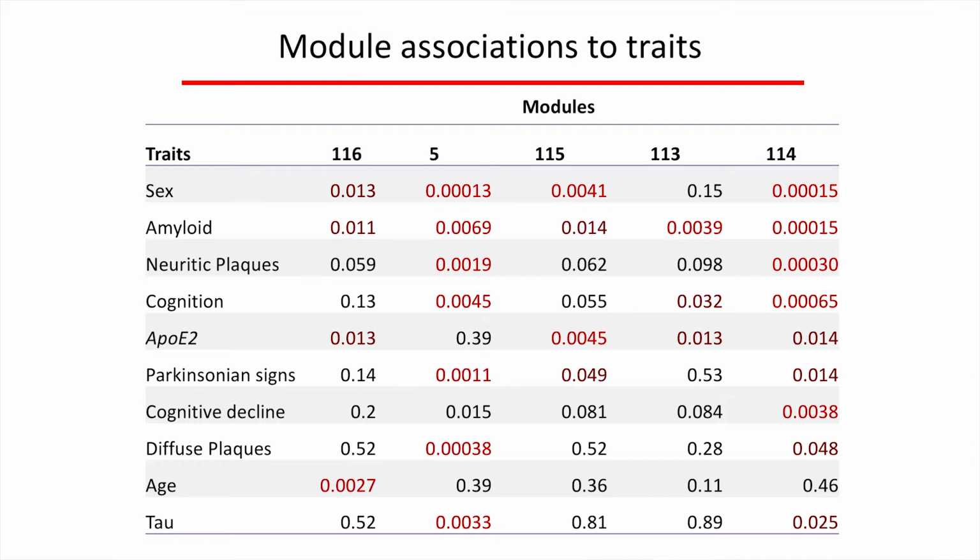But again, what was interesting to us is that module 5 was associated with tau pathology, whereas these 2 modules, 113 and 114, were associated with amyloid, highlighting the point that there probably are different groups or certainly different pathways and probably different subsets of microglia that are doing different things in the brain at the same time.